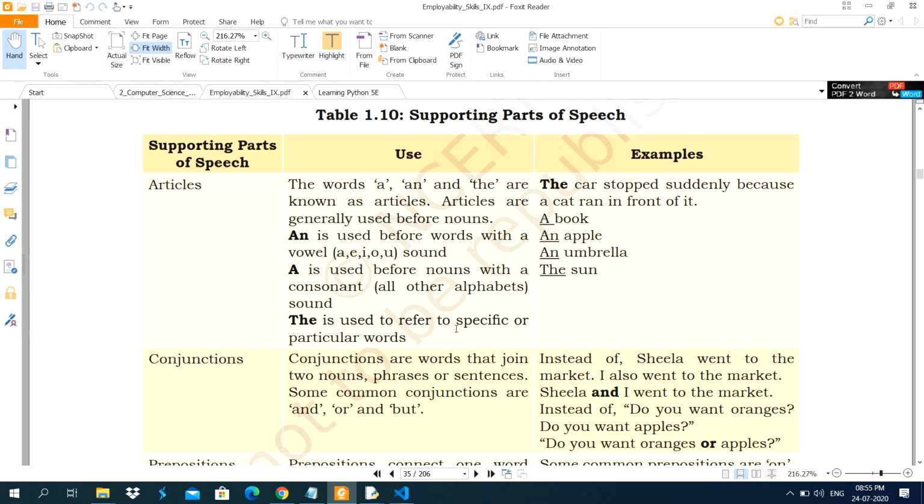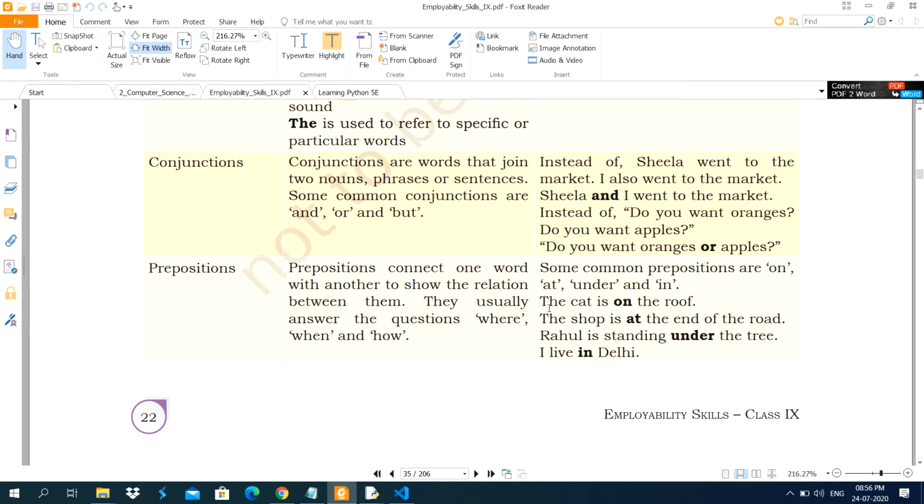The is used to refer to specific or particular words. Example: the car stopped suddenly because a cat ran in front of it. A book, an apple, an umbrella, the sun.